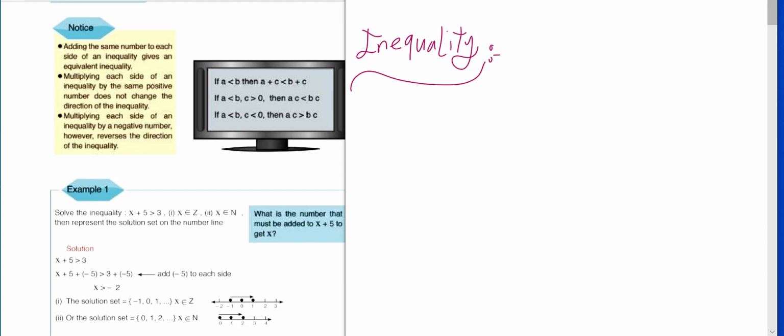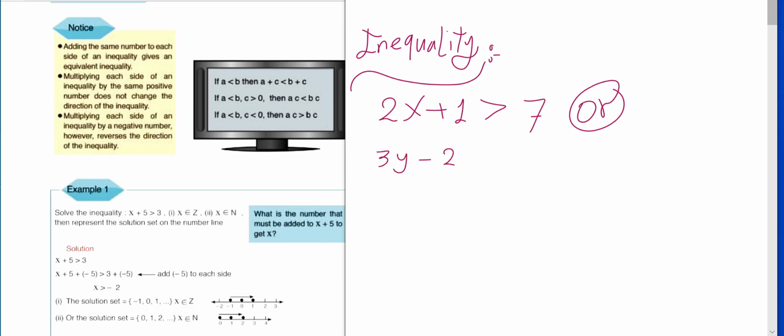Sorry. So here I have 2x plus 1 and the other side is 7. So here we have more than, so this form is called an inequality. Or here I have 3y minus 2 and the other side is 5. We can say here less than, or less than or equal too. So this is also a form of inequalities.